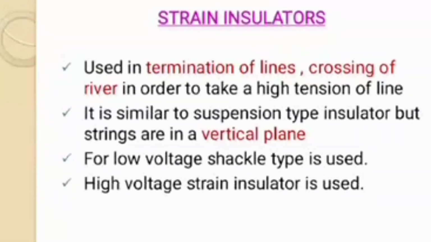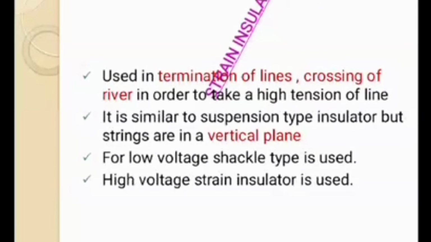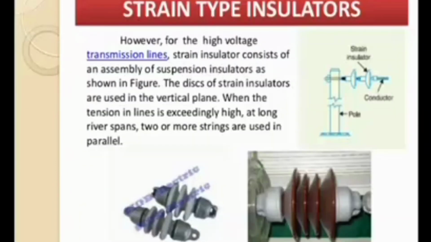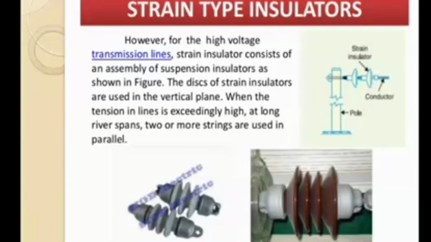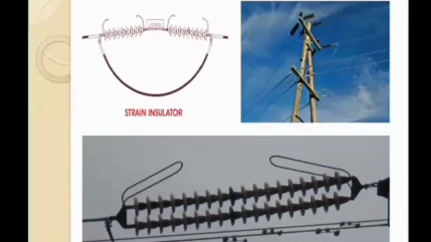For that same requirement of high tension, if you want to use insulators at low voltage, we will use a shackle type rather than strain type insulators. Next we are going to see a practical image of strain type insulator. These are the discs which are connected in vertical fashion rather than horizontal fashion. This is a practical image of strain type insulators connected in transmission lines, the strings connected in vertical fashion.